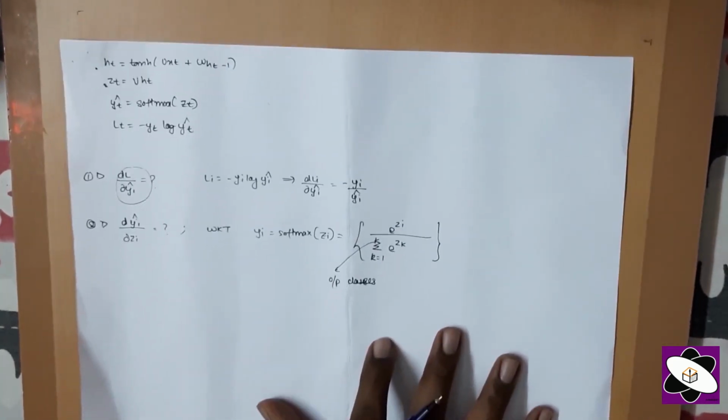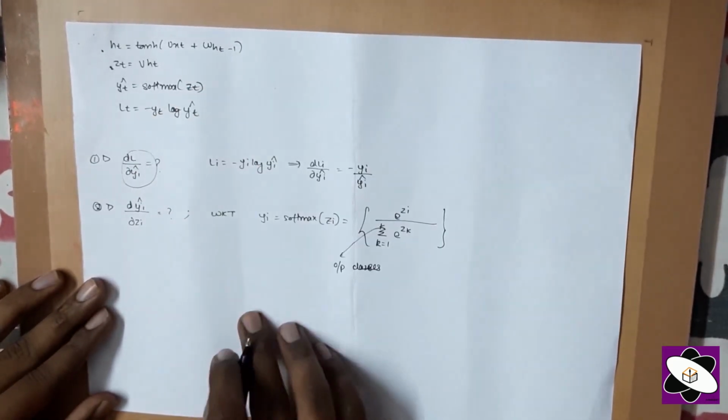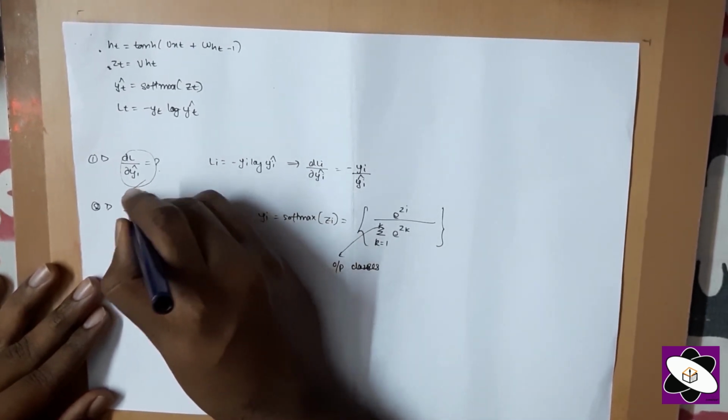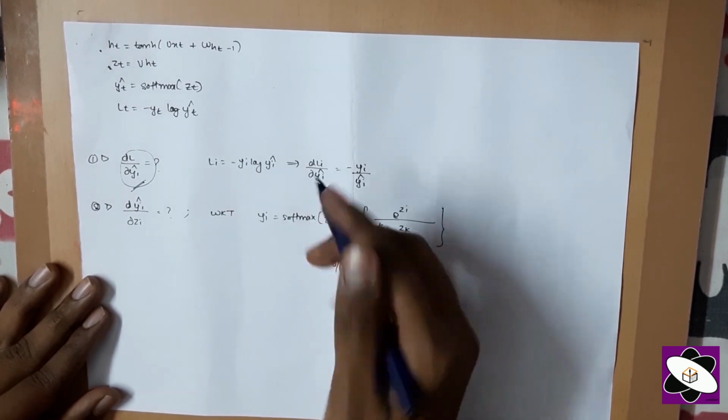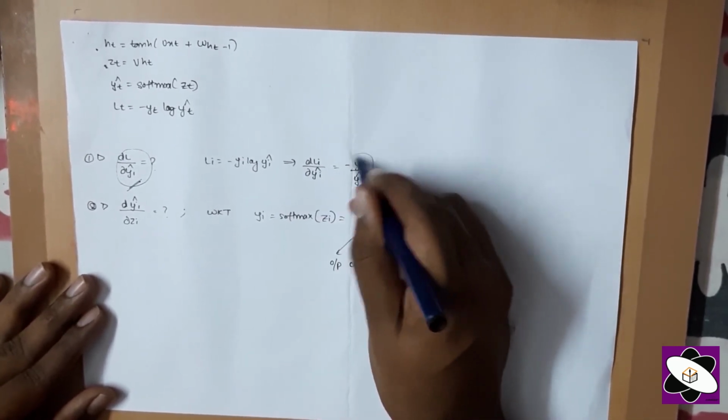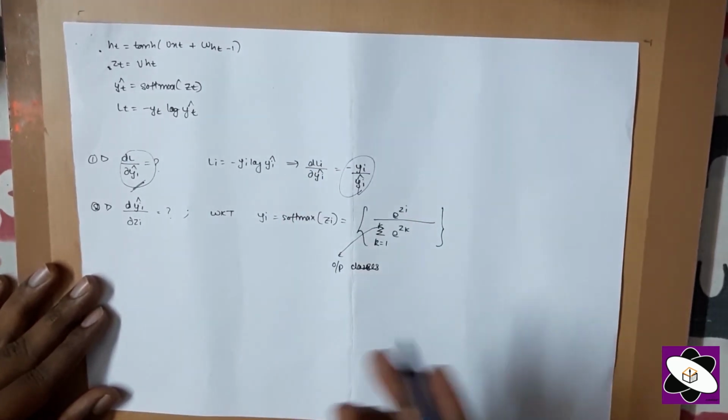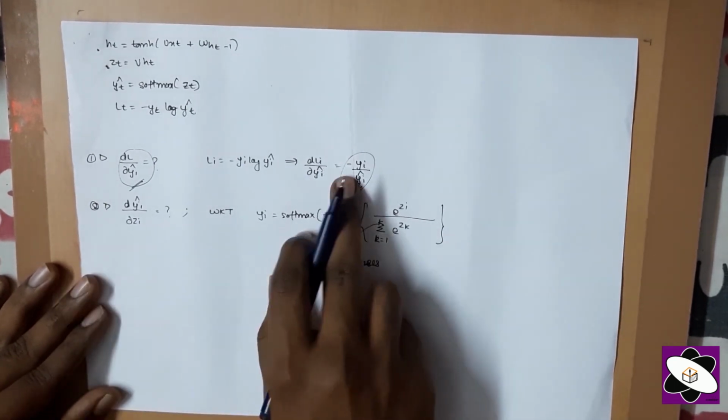Now here, as you can see, these are the equations. So we will first try to find the derivative with respect to yi of the output. Li is this equation. If you perform differentiation, the derivative of log x is 1 by x. So that is what we are getting.